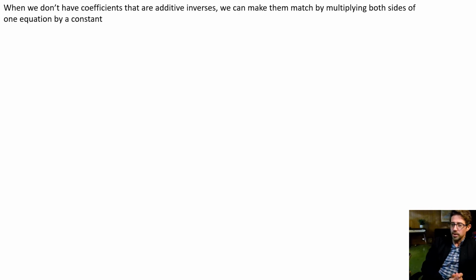Okay. Obviously, we're not always going to have that, but we can still use elimination because we can always make coefficients sort of match each other and turn into whatever we want if we just multiply them by constants. And we can always do that to an equation as long as we do both sides.